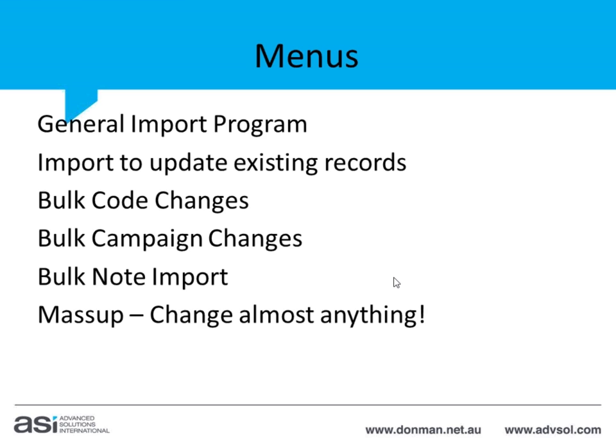So today we're going to just cover in the webinar, but we'll be relating this to other programs in the system: the general import program, which is for importing any data you have from a text file, either tab delimited or comma delimited; importing and updating existing records as against creating new ones; bulk code changes, bulk campaign changes, bulk node imports, and the last one is that mass update program which changes almost anything.